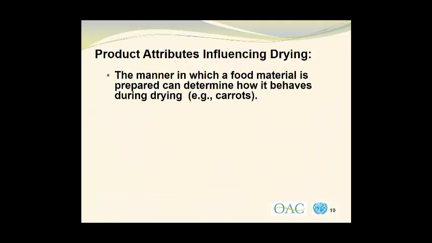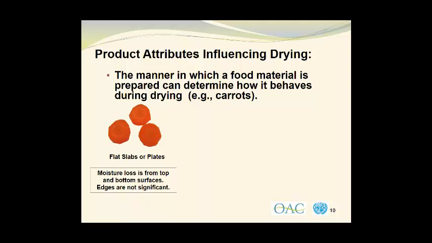The manner in which a food material is prepared can determine how it behaves during drying, and I would like to use the example of carrots. Here we have some flat slabs or plates. Moisture is lost from the top and the bottom surfaces, and as was the case in the diagram in the previous slide, the edges are not really significant in the overall scheme of things.